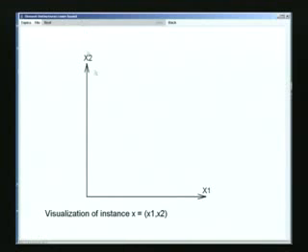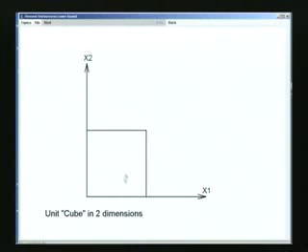So here is our visualization. Our instance is this x with first coordinate x1, second coordinate x2. So this is our x1 axis, this is our x2 axis. Our instance has come from the unit cube. So here is the unit cube in 2 dimensions. This entire interior is the unit cube. So this is 1, this is 1. This is where our instance has come from. What I mean by that is I pick a point over here. Its first coordinate is the x1 value, its second coordinate is the x2 value.